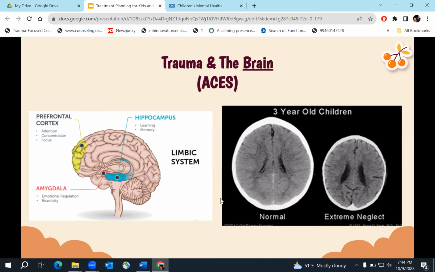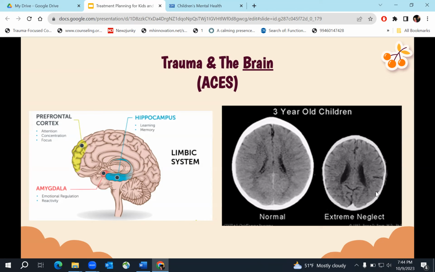So this picture, I'm sure you've seen it before, on the right. It's a very old picture. It's been around forever and ever, but this is a 3-year-old on the left, a normal, quote unquote, 3-year-old's brain. And you can see the size and you can see the ventricles and you can see what a brain looks like. And then this is a 3-year-old with extreme neglect. So not only is the size of the brain physically smaller, but this gray matter is bigger. The prefrontal cortex almost looks atrophied around the brain.